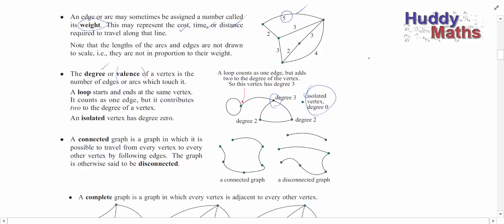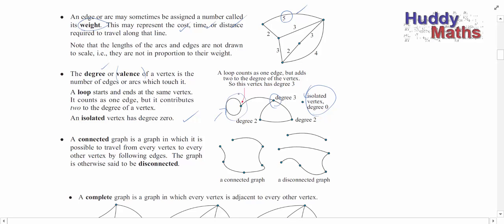There are no arcs or edges coming to it. So you've got degree 0. This one over here, a loop, you can go around and come back again, counts as degree 2, but therefore this one's got degree 3, that point, because you can go around and come back to it in some way. Isolated vertex, degree 0. So just watch this here.